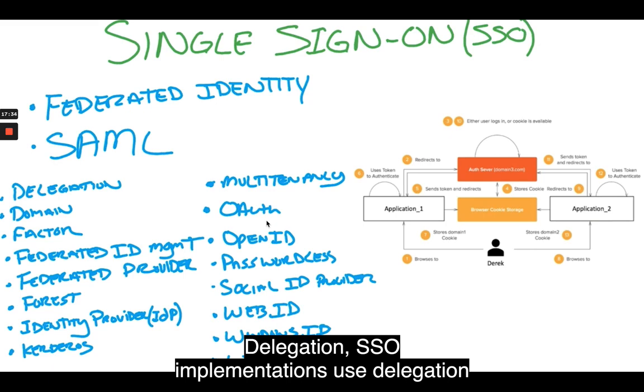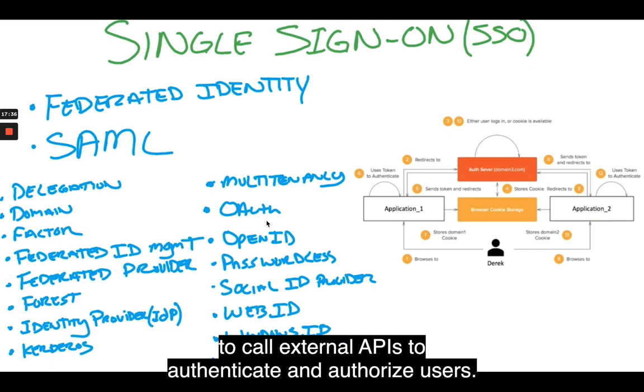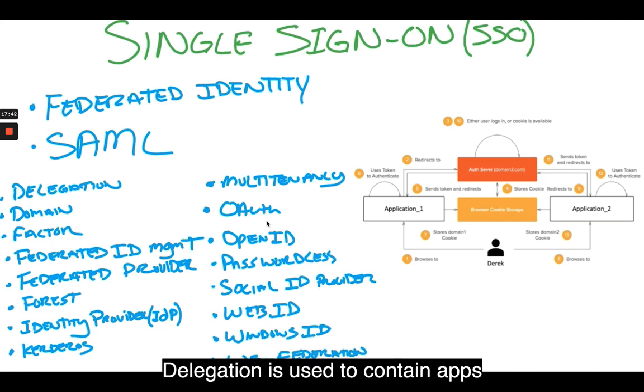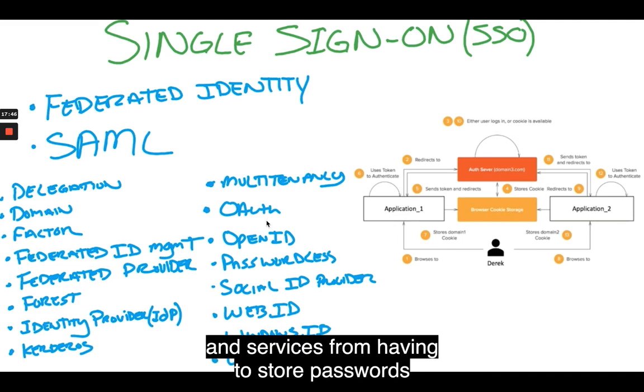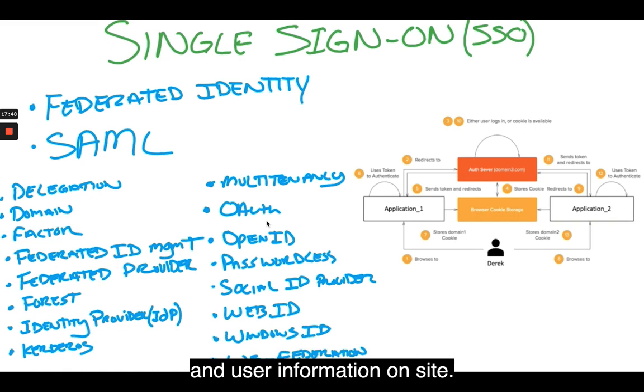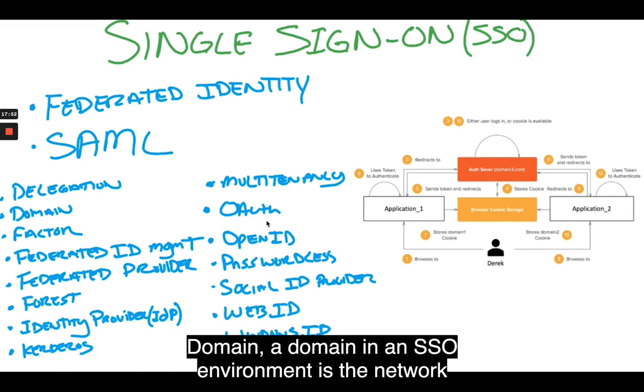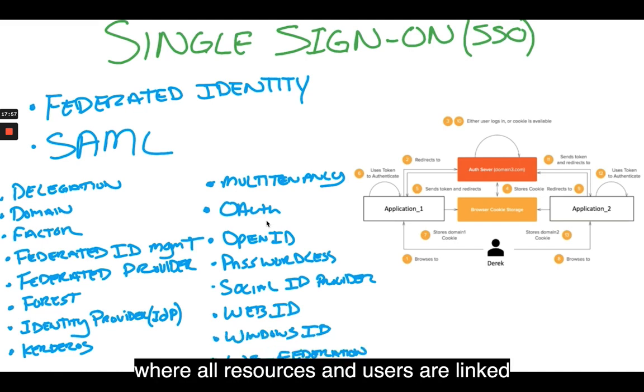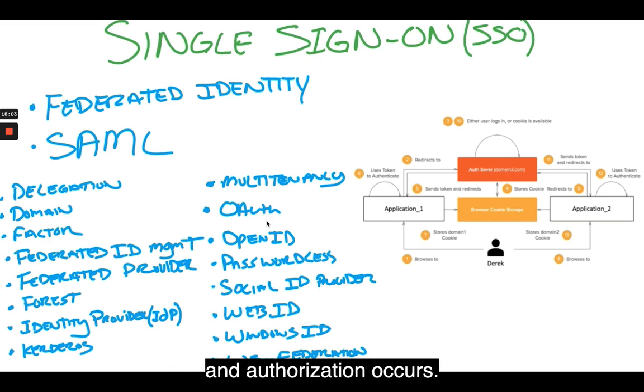Delegation. SSO implementations use delegation to call external APIs to authenticate and authorize users. Delegation is used to keep apps and services from having to store passwords and user information on site. Domain. A domain in an SSO environment is the network where all resources and users are linked to a centralized database. This is where all authentication and authorization occurs.